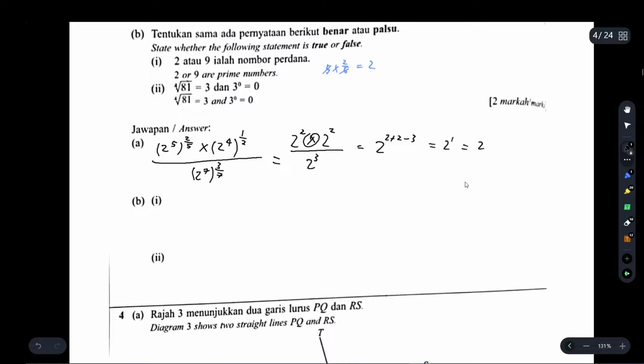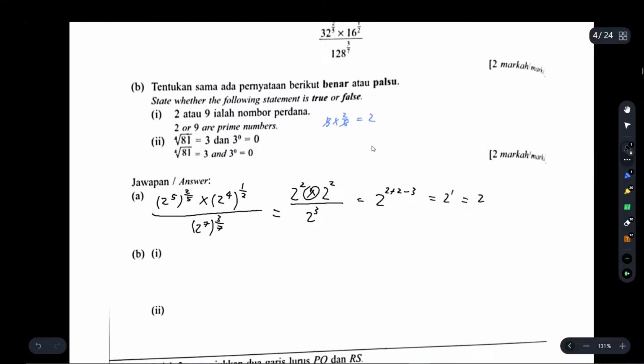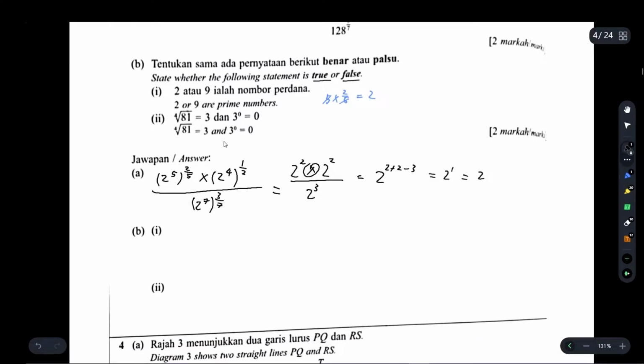Let's hop on to the next question. State whether the following statement is true or false: 2 or 9 are prime numbers. So we need to know the meaning of prime numbers. The way I understand it, prime numbers are basically the numbers that can only be divided by itself and 1.